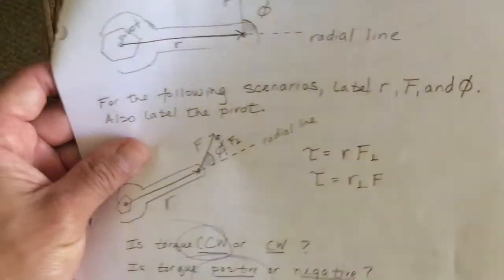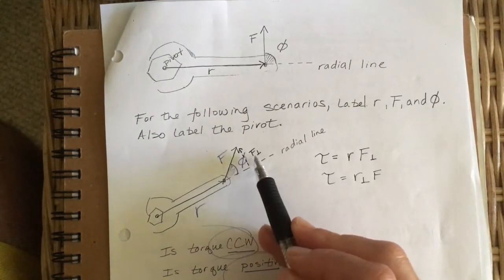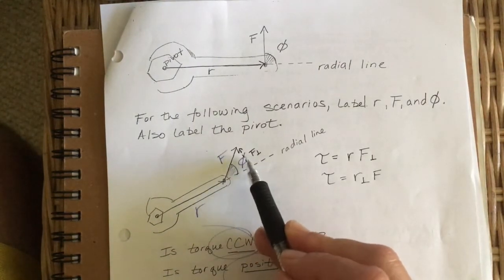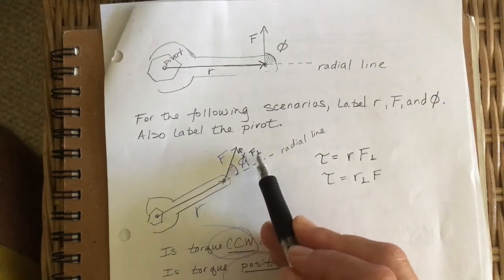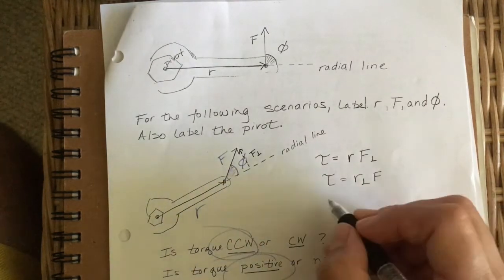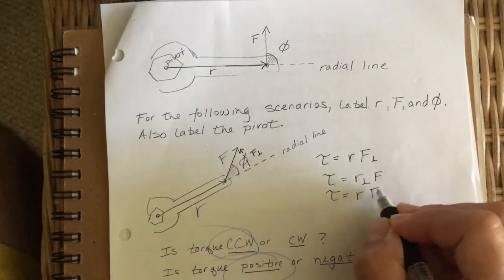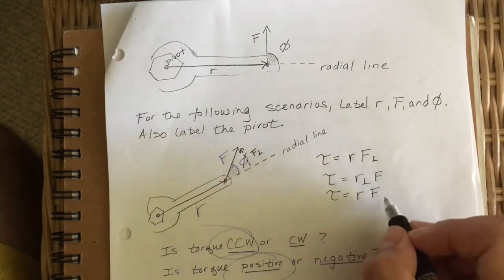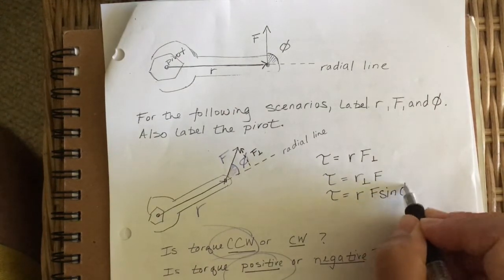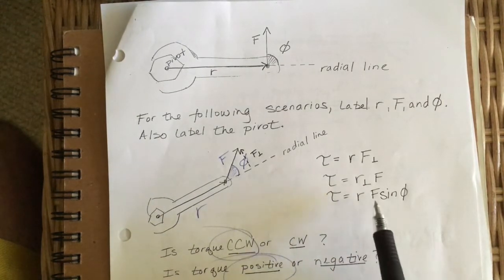So anyways, coming back to here, we see that if we solve for F perp, because it's opposite this angle phi, it would equal the hypotenuse times sine phi. So we can see where this equation comes from, that torque is equal to R times F perp, which is the same as the hypotenuse F times the sine of phi. So you can see where these equations are coming from and why they make sense.